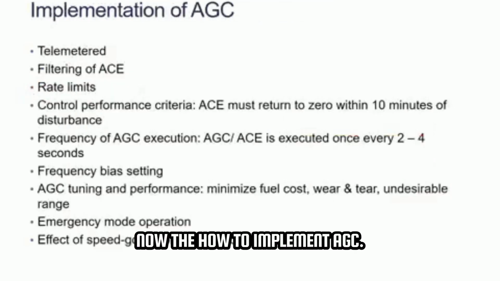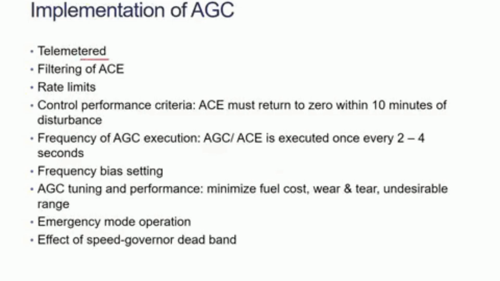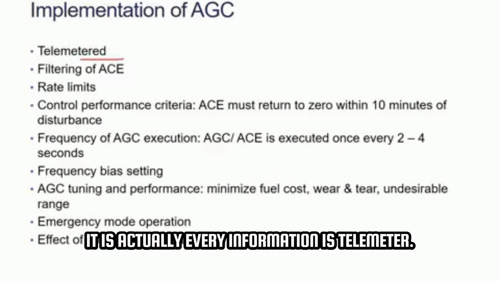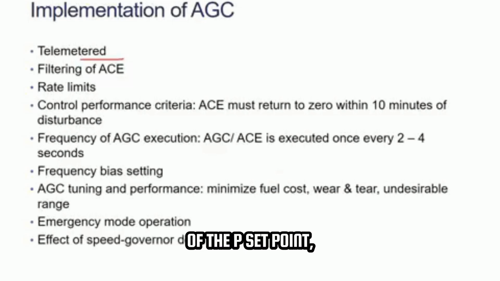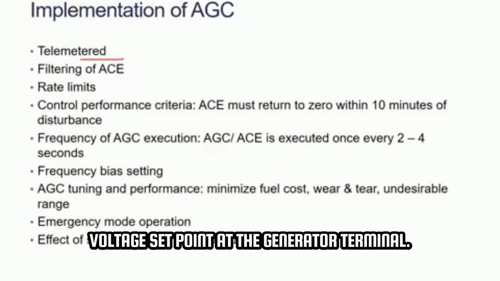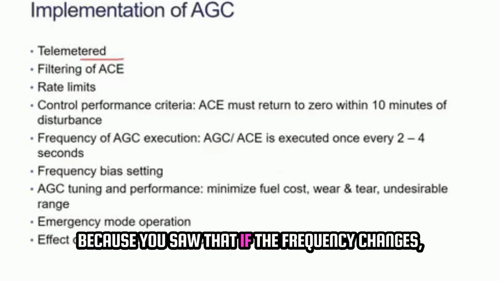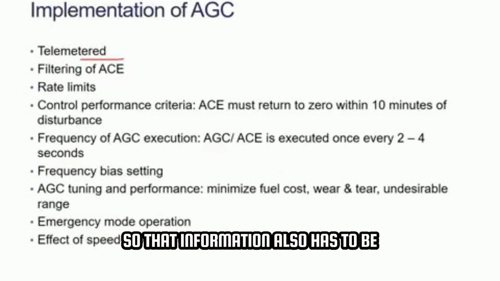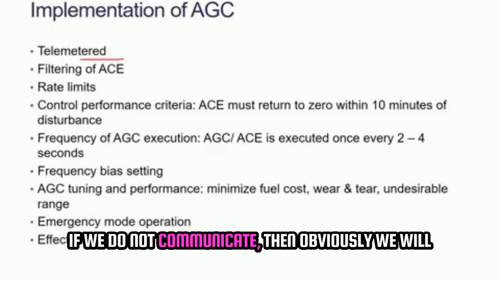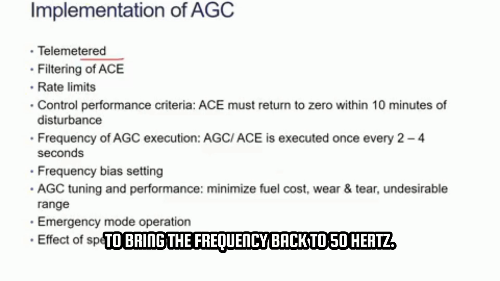Now, how to implement AGC. I just wanted to give you a quick idea that every piece of information is telemetered. Telemetered means it is being communicated to the system operator. All the information of the P set point and voltage set point at the generator terminal, because obviously P and V are continuously changing. You saw that if the frequency changes, the generator also changes its generation. So that information also has to be communicated to the system operator. If we do not communicate, then obviously we will not know how much each generator has to change to bring the frequency back to 50 Hz.